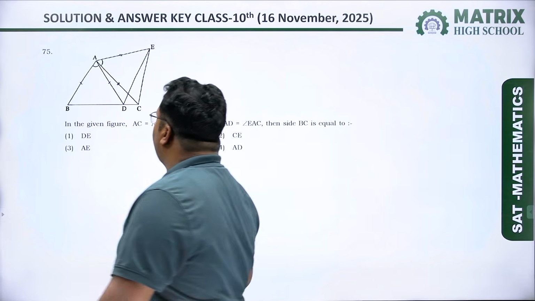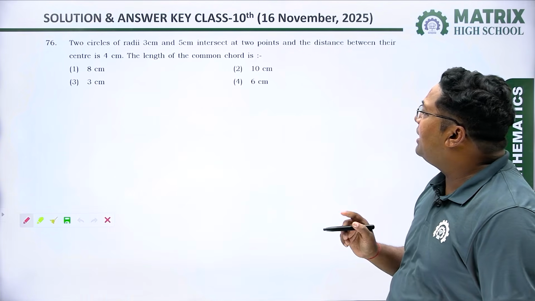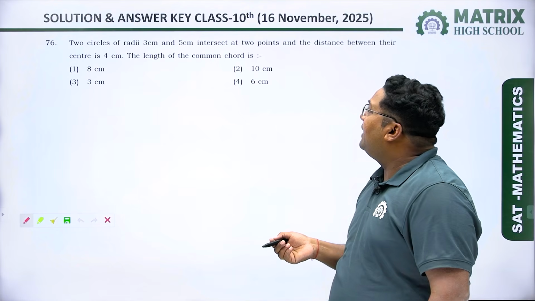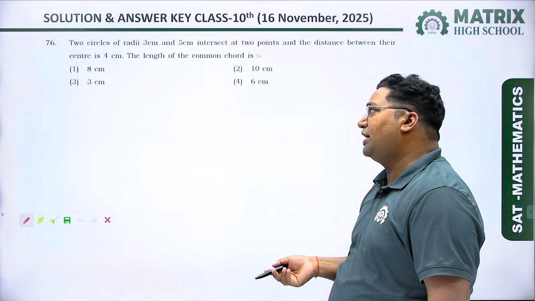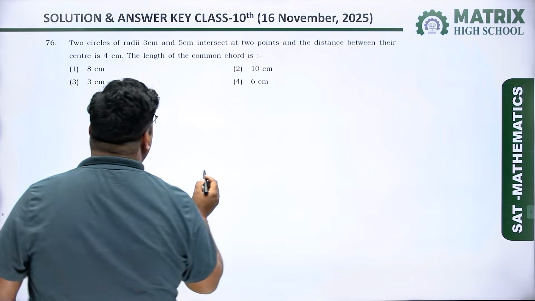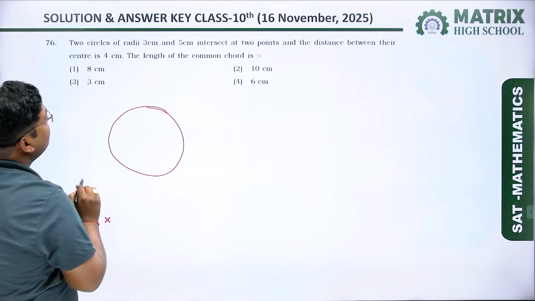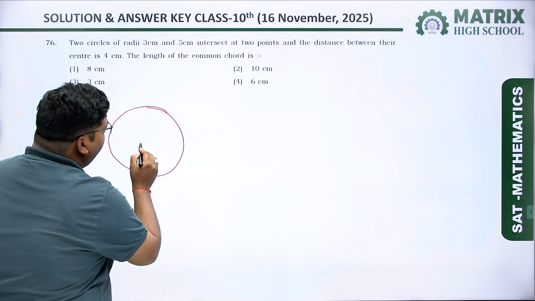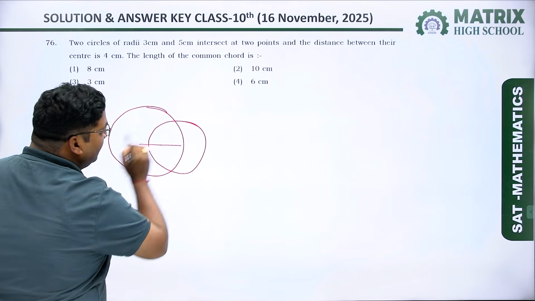Now coming to the next question. Next question is two circles of radius 3 cm and 5 cm intersect at 2 points and the distance between their centers is 4 cm. The length of the common chord is. So first of all we have to draw a diagram. So first circle, let us assume its radius is 5 cm, and the second circle is like this.